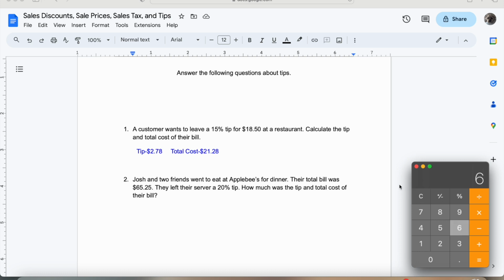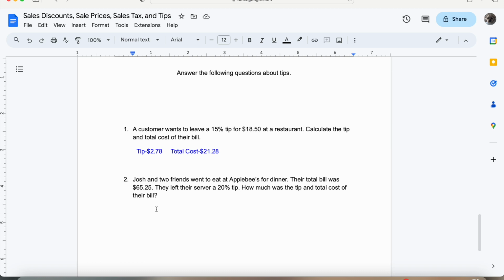So if we take $65.25 and we multiply it times 20%, that will give us $13.05 for the tip. Then from here, if we take $65.25 and we add $13.05, that will give us $78.30 for the total cost.